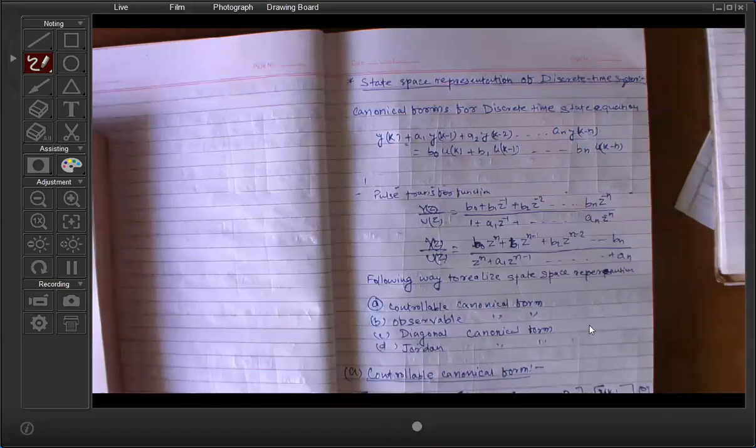Okay, so good morning to all of you, and today we will discuss the state space representation of discrete time system. State space representation of discrete time system is similar to the continuous time domain. You know, in continuous time domain, state space representation is x dot is equal to Ax plus Bu.